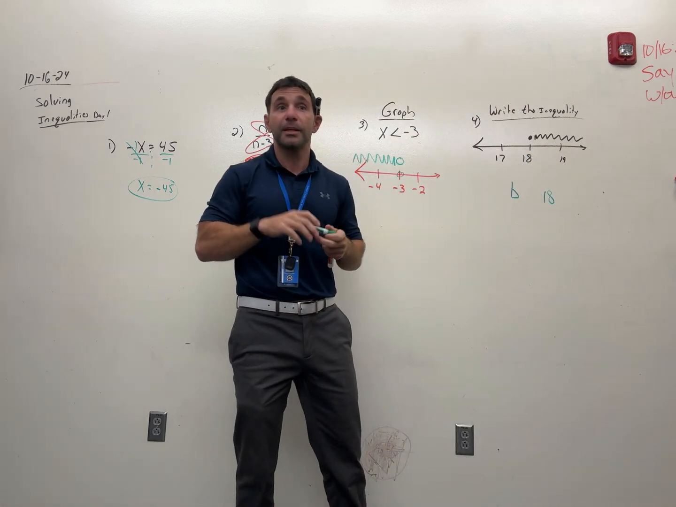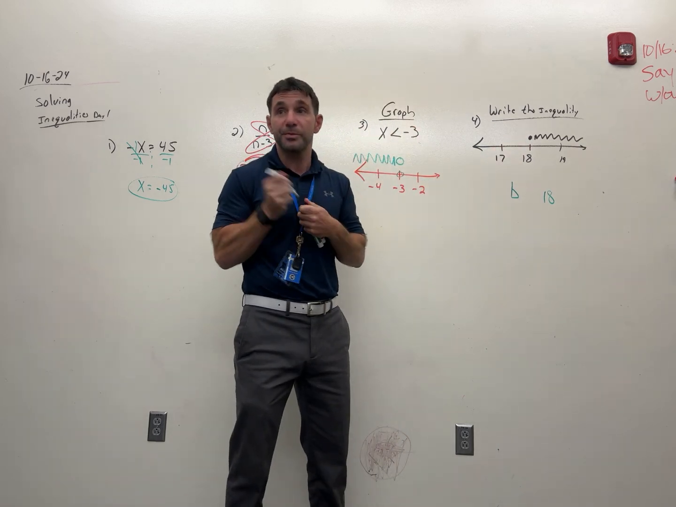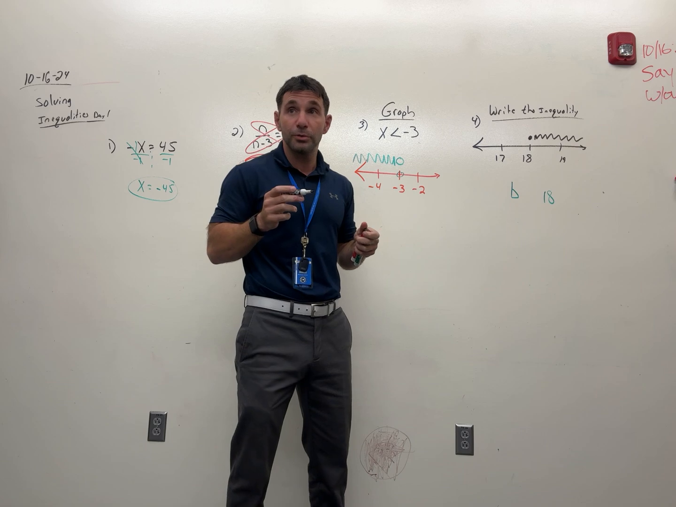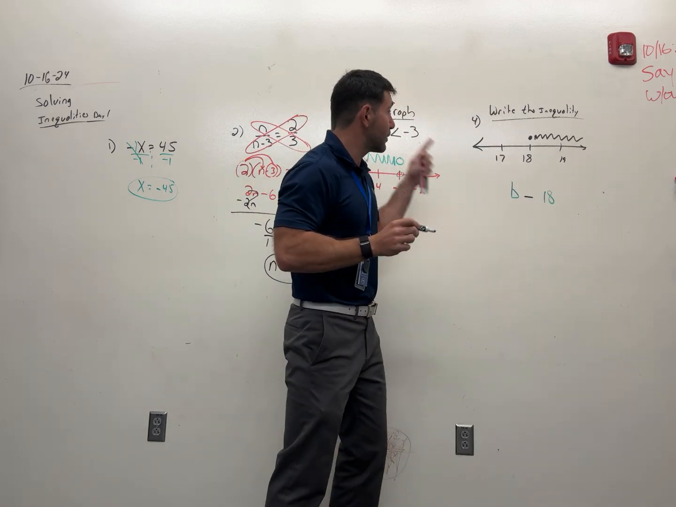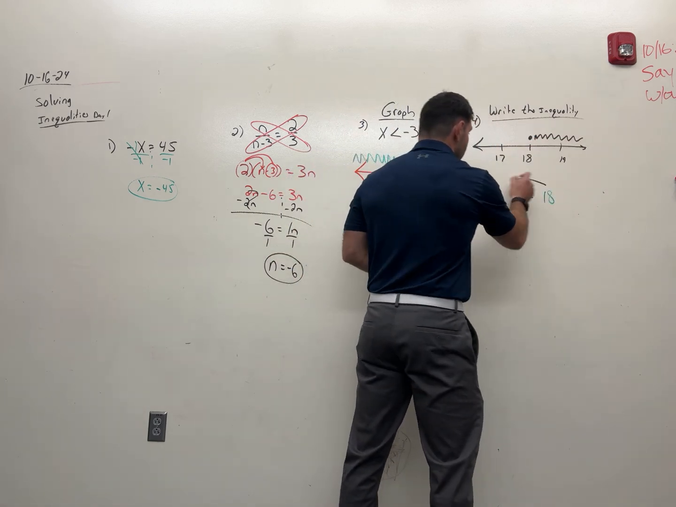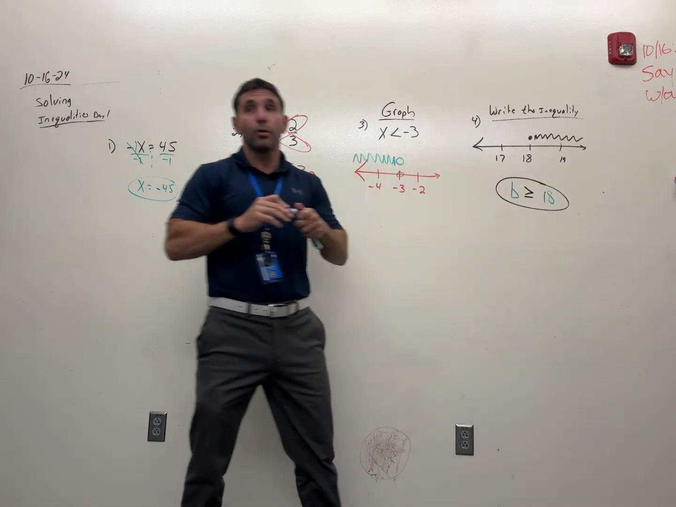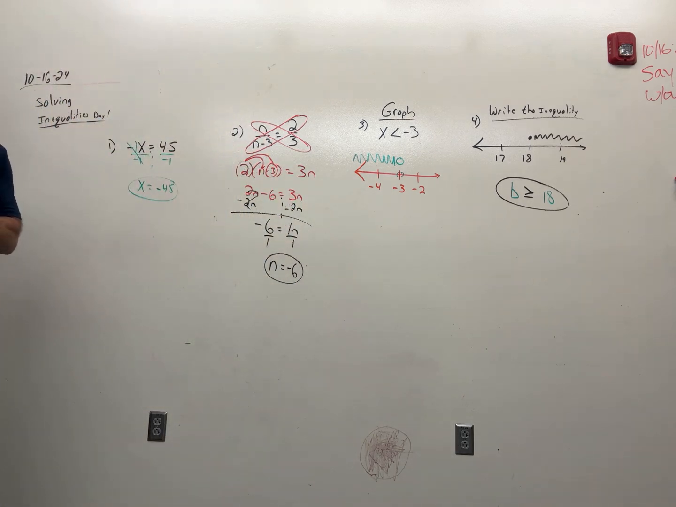Now we need to figure out the inequality symbol. Well, first off, the closed circle and open circle helps me. Because it's closed, it's going to be something with an equal to. It's greater than, so it's pointed this way. Which gives me B is greater than or equal to 18. Good. Questions? Nope.